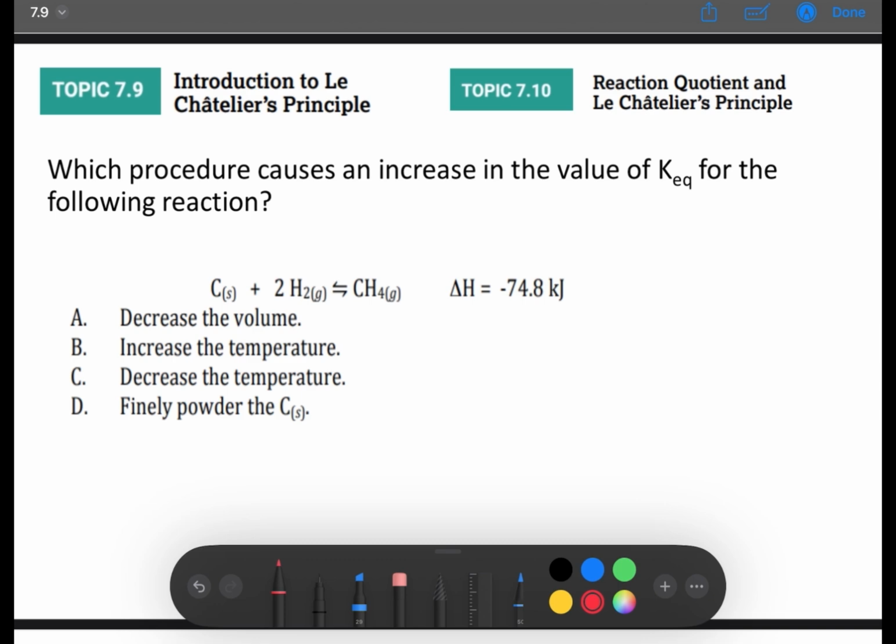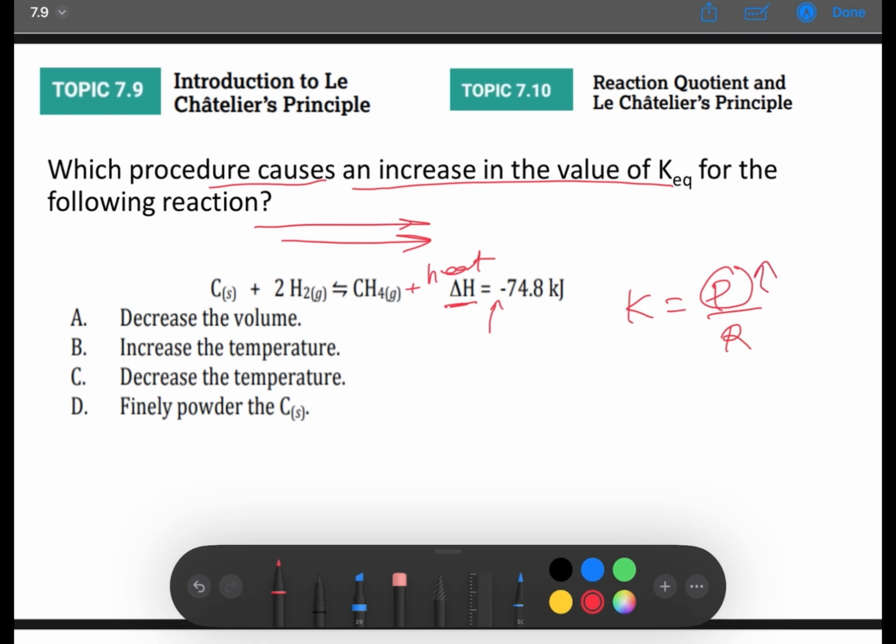Okay, since the delta H is given to me as negative, it's exothermic. I have to say plus heat. The question says, which procedure causes an increase in the value of K? It means I need to shift to the products, because K is equal to products over reactants. Since there are more products, it has to be shifted to the product side. So since the reaction is exothermic, heat is on the product side, what should I do? Decrease the volume?